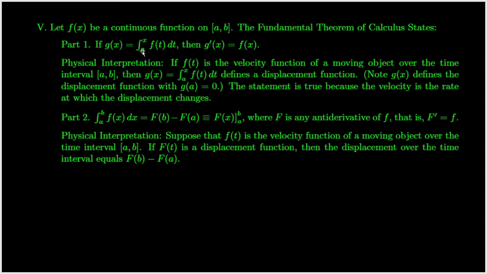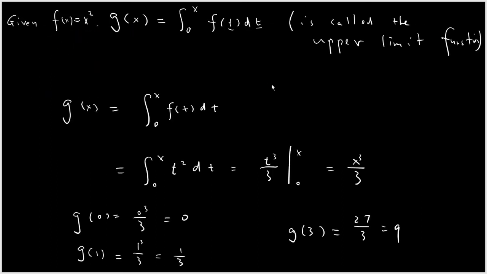I want to repeat, it's always true that the derivative of the upper limit function is f of x. You can see it from here. If the integrand is x squared, or in this particular case, you could write the integrand as t squared dt. It doesn't matter. I told you it's the dummy variable. You have seen the upper limit function in this particular case is x cubed over 3, right?